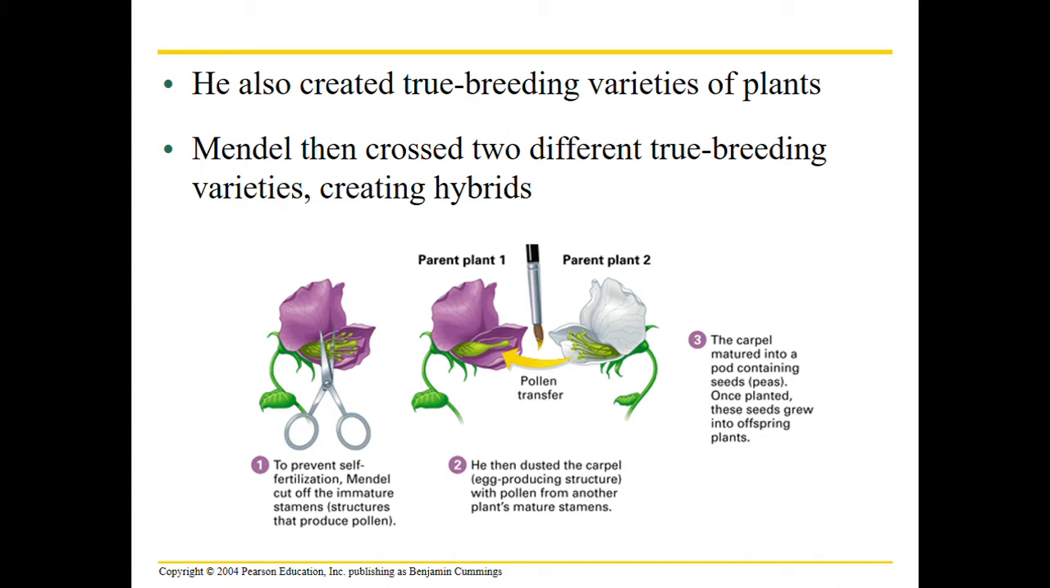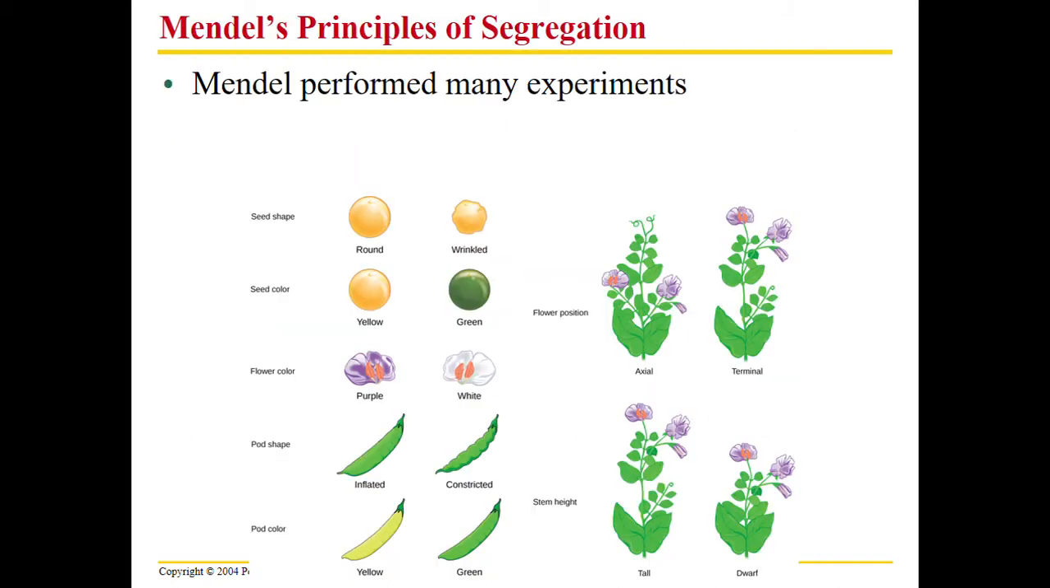When he bred the offspring together, he'd get the F2 generation to see how many were purple and white then. So we have the parent generation, we have the F1 generation, and then when we breed the F1s together, we get the F2 generation. Mendel looked at other pea plant characteristics as well, like seed shape, seed color, flower color, pod shape, and pod color. These provided a lot of traits that he could test to see what would happen.